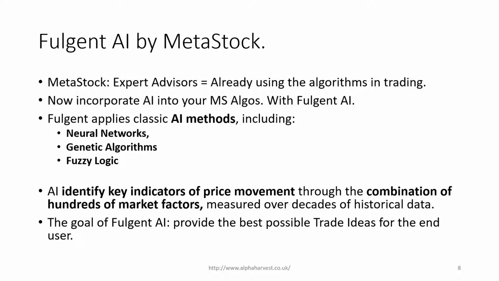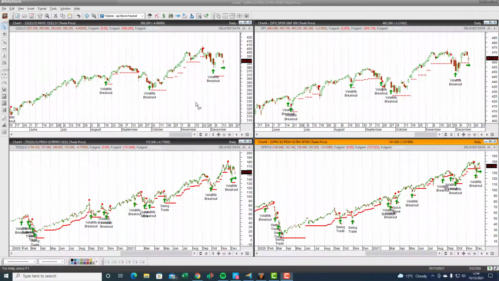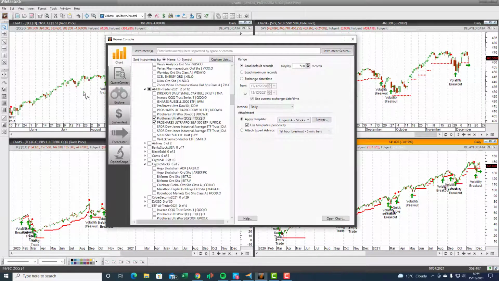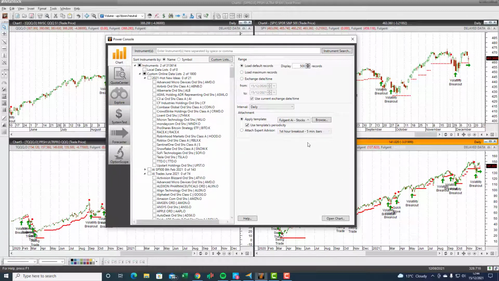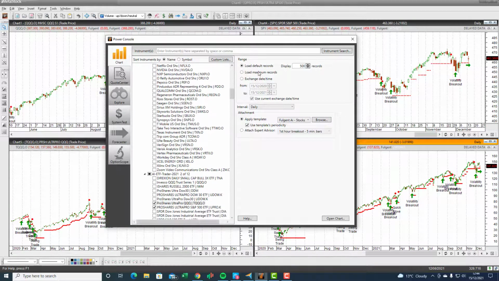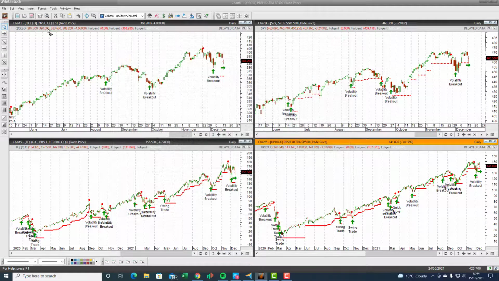So let's jump straight into the MetaStock platform, and we're going to look at those 4 ETFs from an artificial intelligence trading perspective. I've got the MetaStock platform open. I've loaded the Fulgent AI engine in terms of the chart, and I've got my 4 ETFs loaded. This is the QQQ ETF, and here's the TQQQ, ProShares UltraPro QQQ. Here's the SPDR S&P 500 ETF, and here's the UPRO, the S&P 500 3 times leveraged ETF.